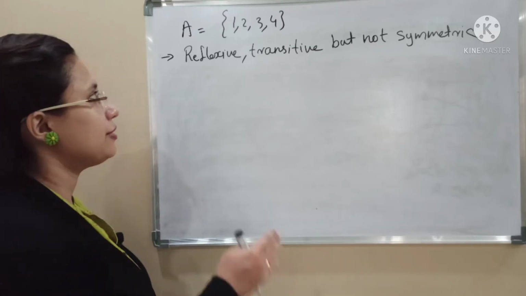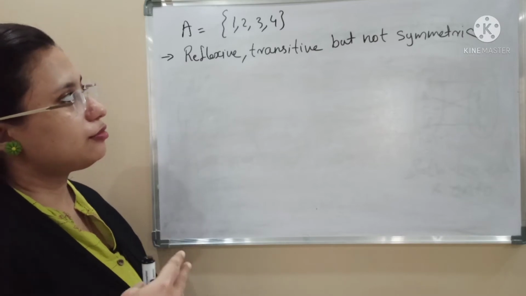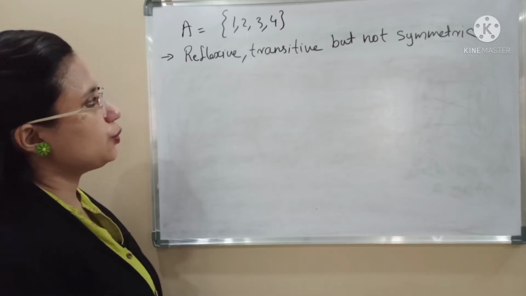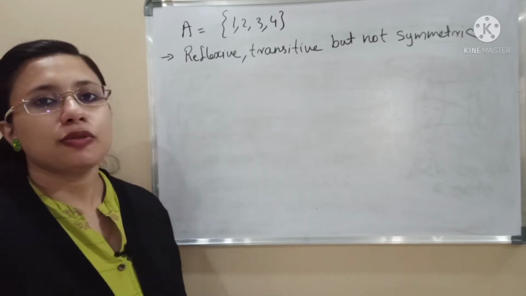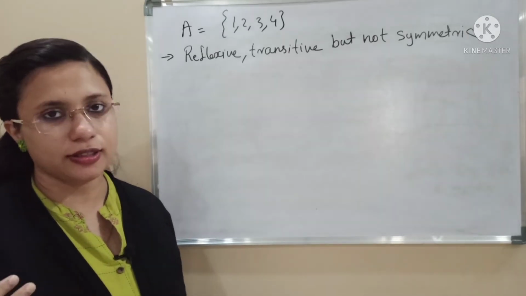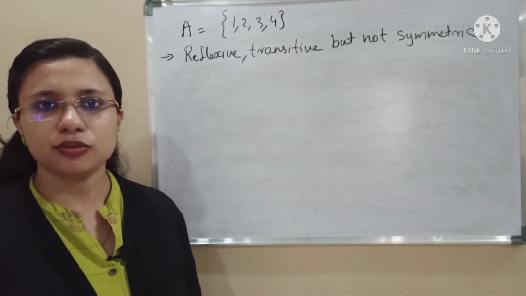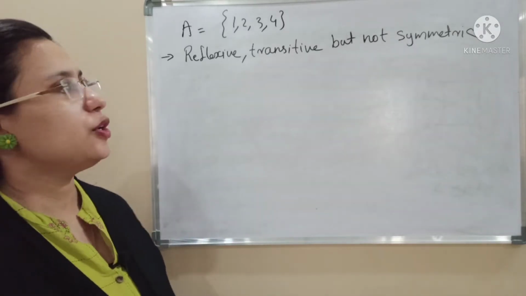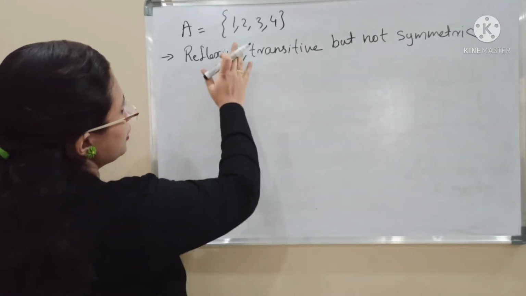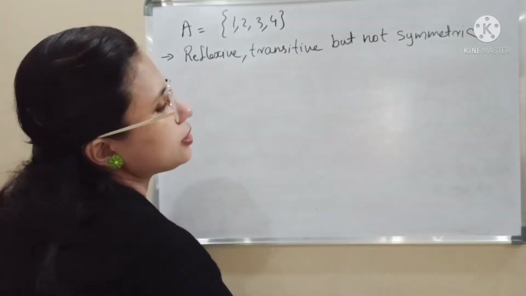So we are given a set {1, 2, 3, 4}. We have to check different conditions. For these types of questions, we can construct our relation, or the set of relations, as per the condition we are going to check. Here our condition is that the relation should be reflexive, transitive, but not symmetric.